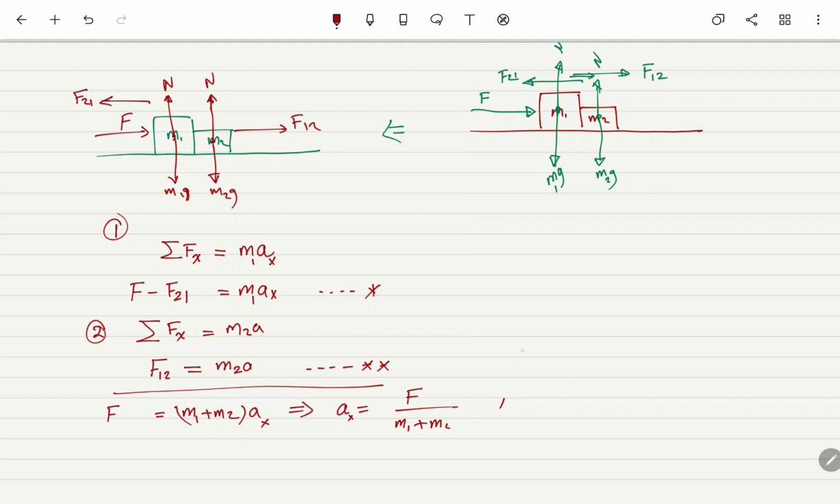Since F12 equals M2 a, and we just calculated a x, F12 equals M2 F divided by M1 plus M2, and this equals the magnitude of the force of 2 on 1.